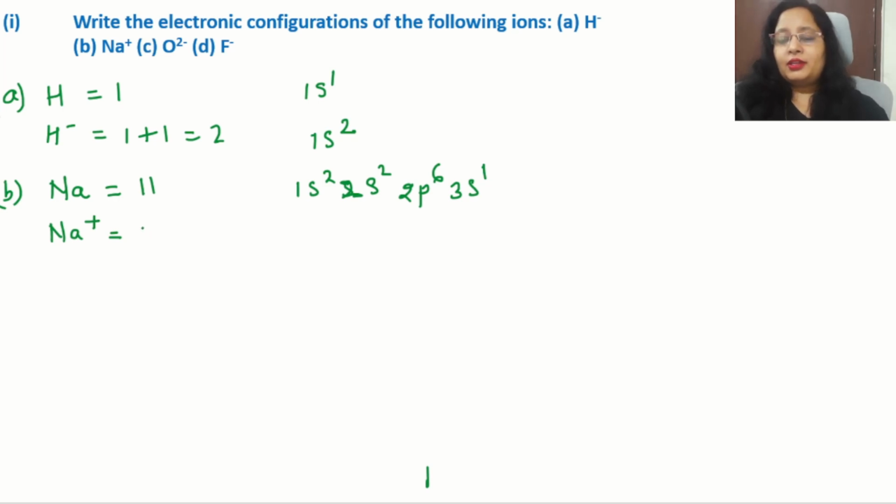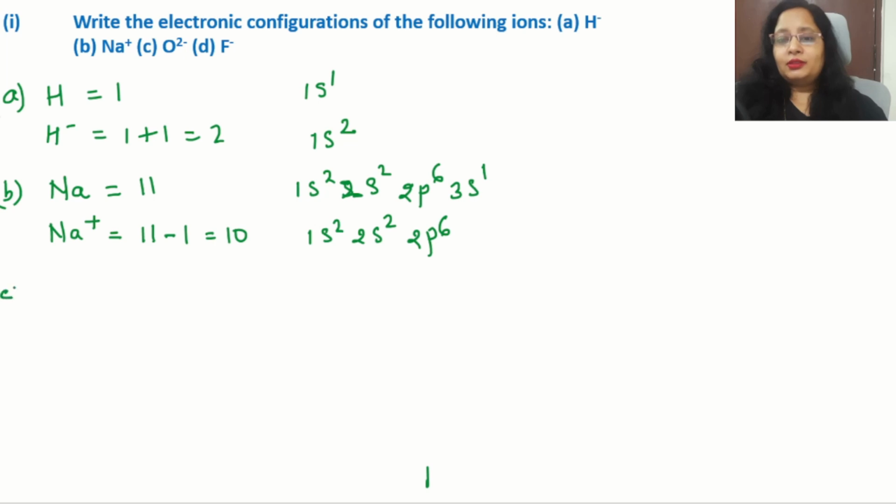Now if the ion is Na plus, 1 charge means loss of 1 electron. So we can write 11 minus 1. So the total electrons are now 10. Now we have to accommodate 10 electrons. So the configuration should be 1s2, 2s2, 2p6. The last 3s1 electron, that is removed. So the 3s subshell is also removed.